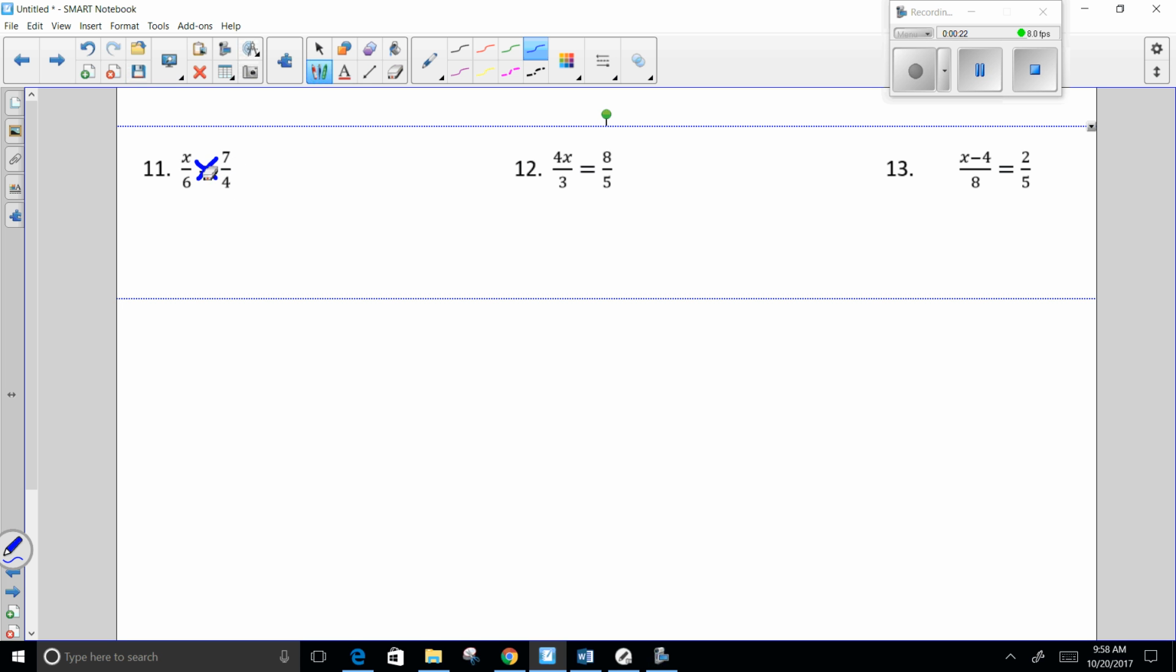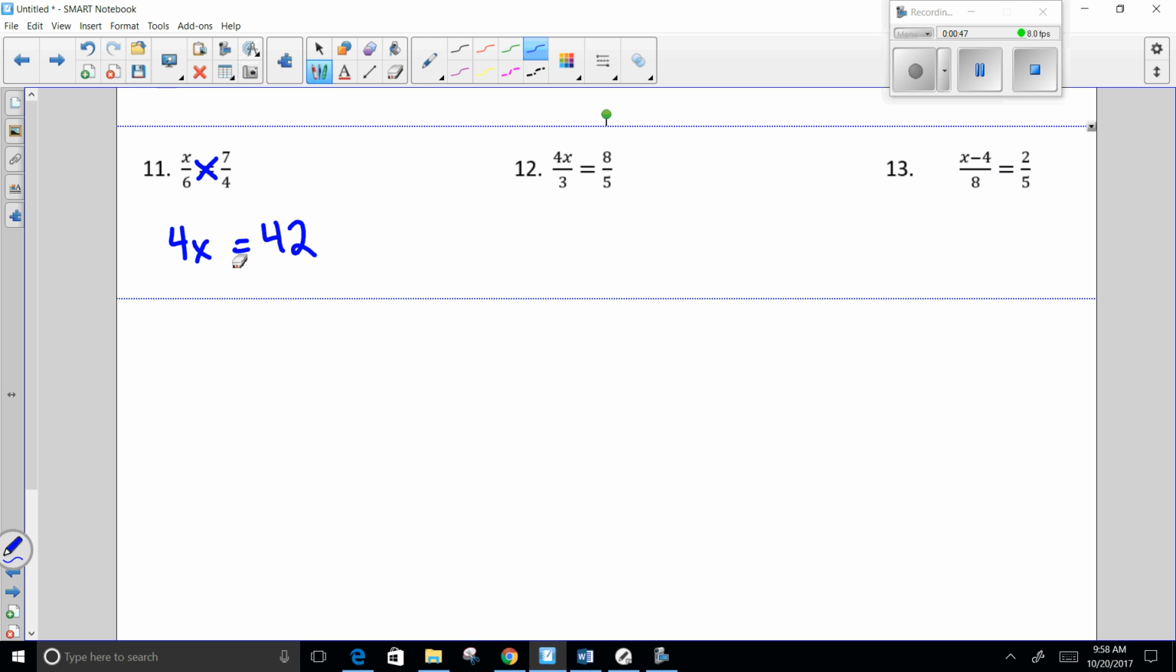When you cross multiply, you multiply the cross connecting the x and the 4. So x times 4 is 4x. You then multiply the 6 and the 7, that cross. So 6 times 7 is 42, and you set them equal to each other. Now you have 4x equals 42. Now we have an equation that is much easier to work with.